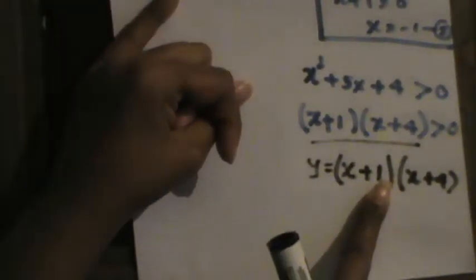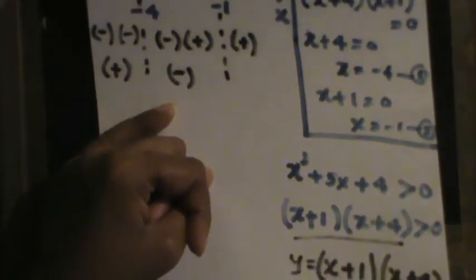So 0 plus 1 is positive, so this bracket will become positive. And this bracket, 0 plus 4, is positive 4, so this bracket will also become positive. So positive times positive is positive. So y will be positive.